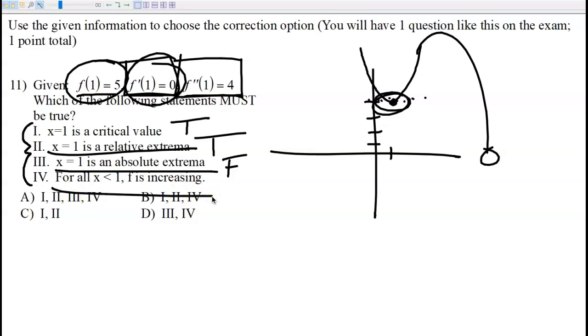Next, for all x less than 1, which means to the left, f is increasing. Well, look at the graph. Does that look like f is increasing? No, it doesn't look like f is increasing to me. So I would say no. That is false. Actually, I'd go back to number 3 here. I wouldn't say that's false. We would just say we don't know. But the question is what must be true? 3 could be true, but we just don't know if that's true. So the only ones that we know are true for certain are 1 and 2. So the answer would be option.